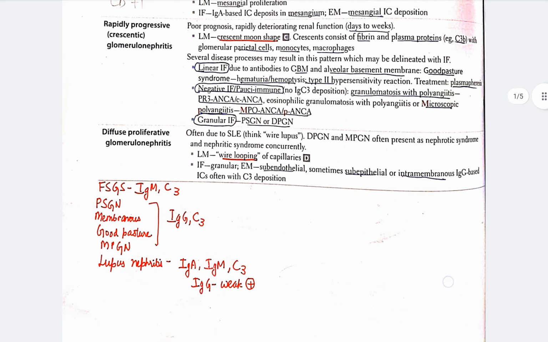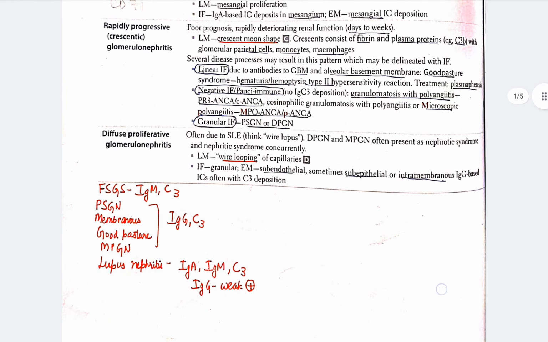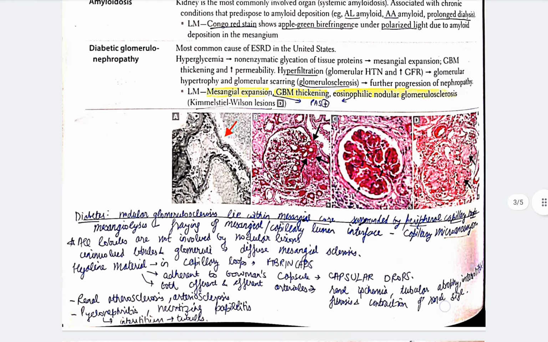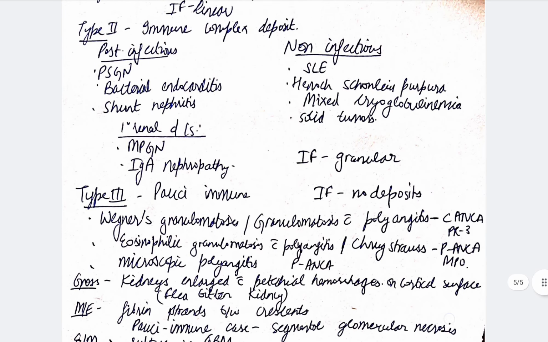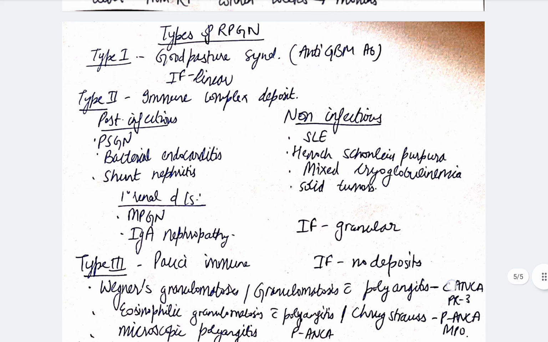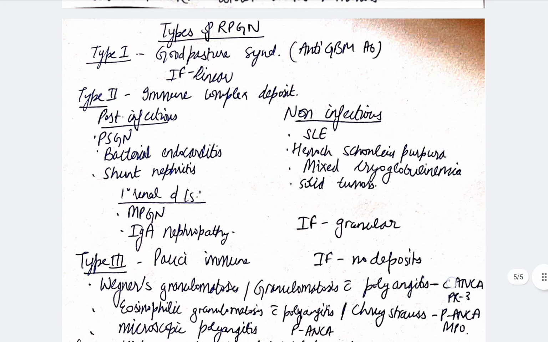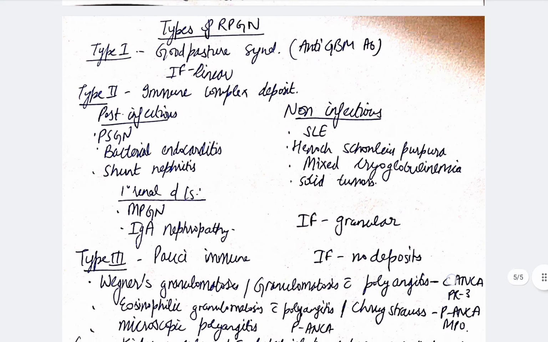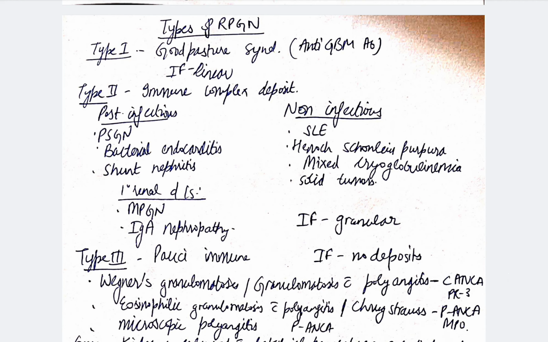Let's read one other thing about RPGN. From here we are reading the types of RPGN. Type 1 is Goodpasture syndrome, related to the anti-GBM antibody. As it is related to basement membrane antibodies, the immunofluorescence will be linear. And in type 2, there are immune complex deposits. Immune complex deposits can be there in post-infectious or non-infectious cases.